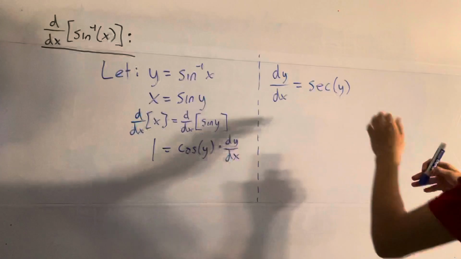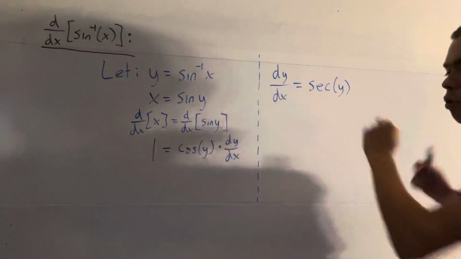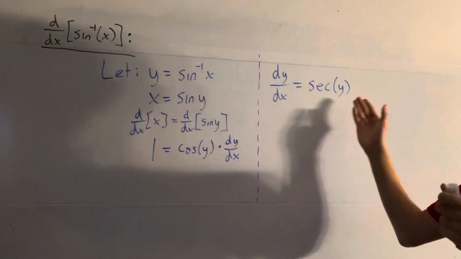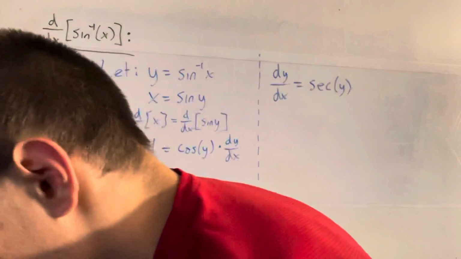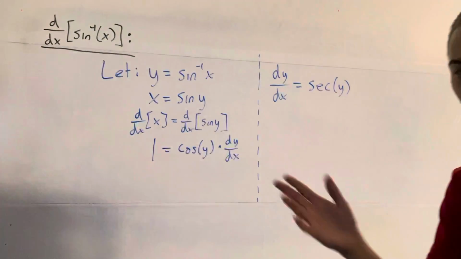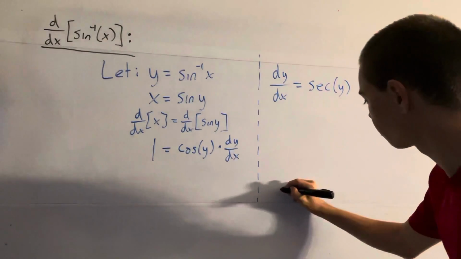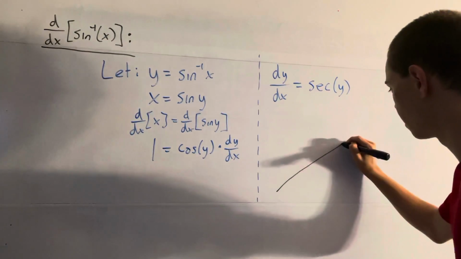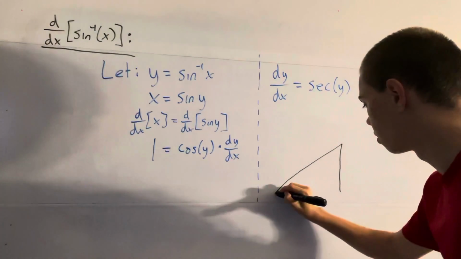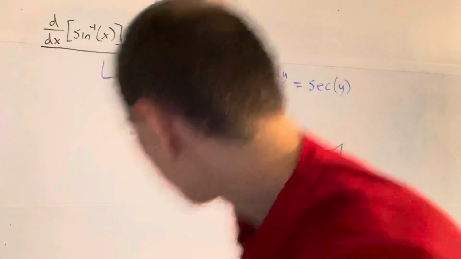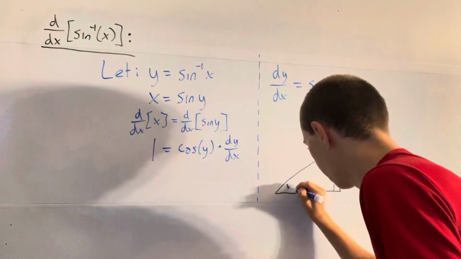Now we know that secant of y is kind of like just taking the secant of an angle. So we can treat y as if it were an angle. And in order to do trigonometry, we need a right triangle. So I'm going to make a right triangle right here. So we're just going to make this right triangle. And so this angle right here, we'll just call this angle y.